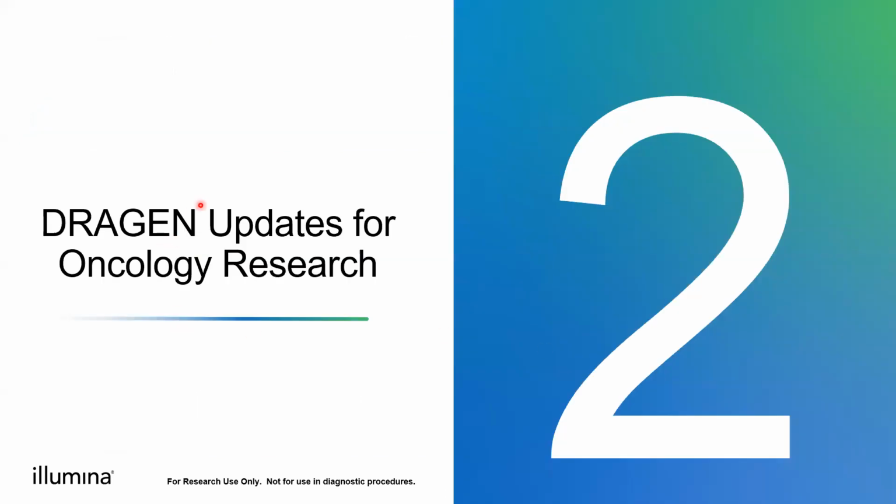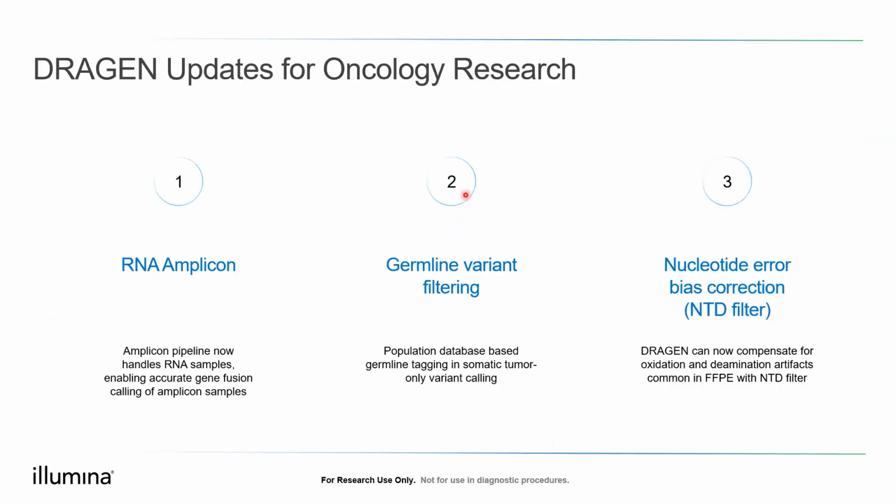Okay, so now moving on from the germline, let's look at the updates that we have on the oncology side. And here we are going to talk about 3 main updates that we have made. So one is the introduction of the RNA Amplicon. If you've been using the DNA Amplicon pipeline, it was introduced a release or 2 back. So now we are bringing in support for RNA. And again, this enables gene fusion calling of such samples.